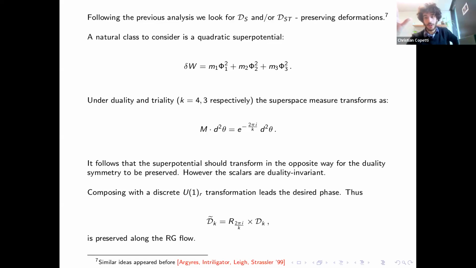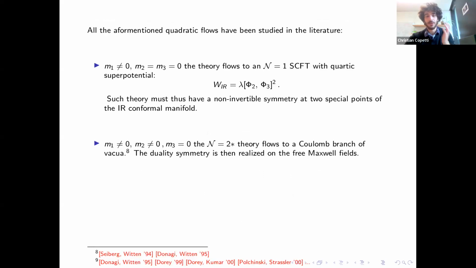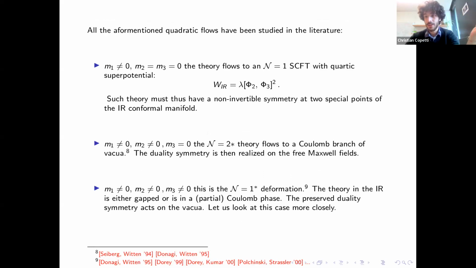Okay? Of course, you have to start the LG flow at the special values of tau in which the duality was present. So you start from i or e^(2 pi i over 3), you turn on the quadratic superpotential, you flow down, and you are assured that you will have this symmetry in the IR. So these flows are very well known, and there are three cases essentially that you can study. One is when you have only one non-zero mass, then you go to an N equal 1 SCFT with quadratic superpotential. If you have two non-zero masses, you have the N equal 2 star theory, which has a Coulomb branch of vacua. And if you have three non-zero masses, you have the N equal 1 star deformation, which goes to gapped vacua. It also has Coulomb vacua, but I will say something about the Coulomb vacua only if we have time.